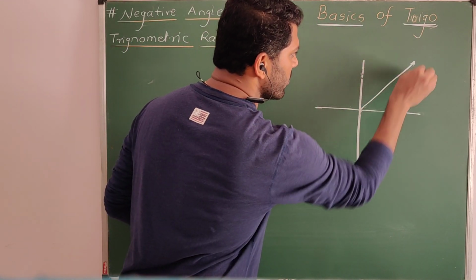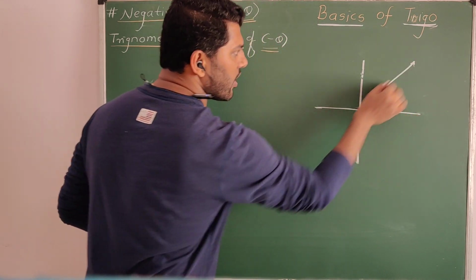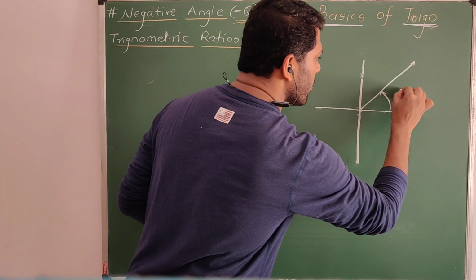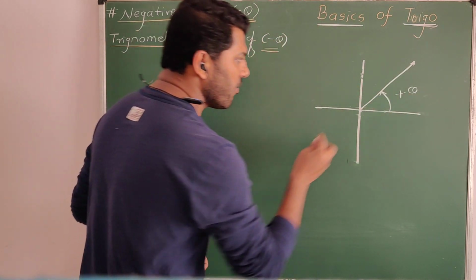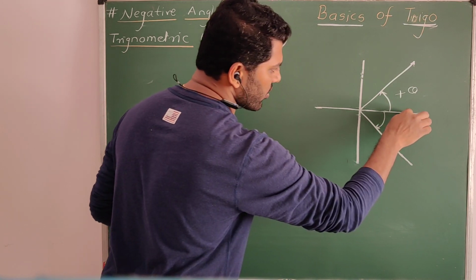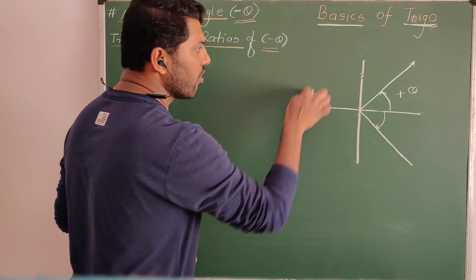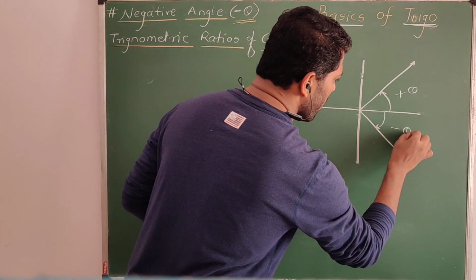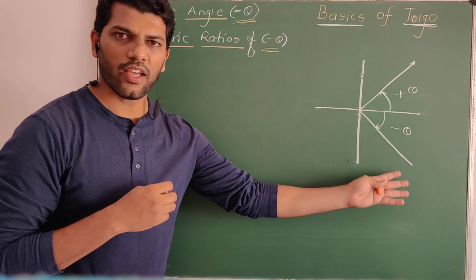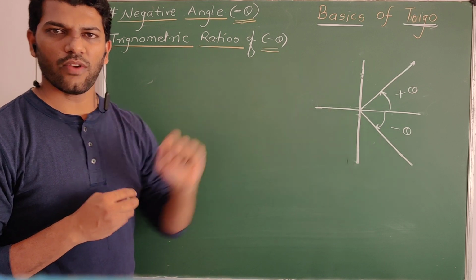So let's say this is the angle I am measuring from the x-axis. Now this angle is measured in anti-clockwise direction, opposite to the clock. It is considered to be a positive angle. And if you measure the same angle but in clockwise direction, so please note, this direction is clockwise. If you are measuring any angle in clockwise direction, it is considered to be a negative angle. This is such a simple way of understanding a negative angle. Now the real task is how to find the trigonometric ratios of a negative angle.